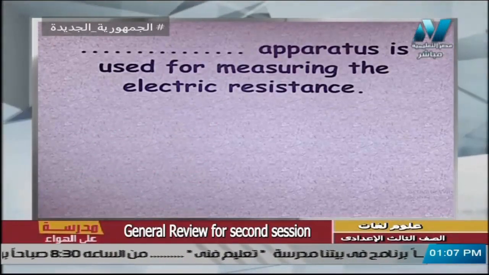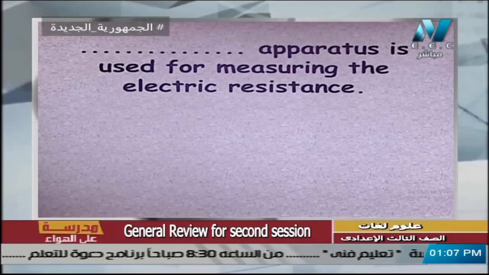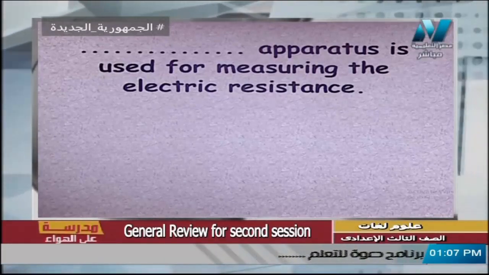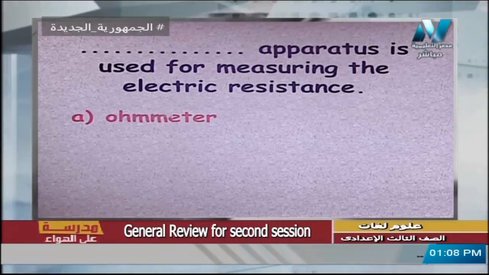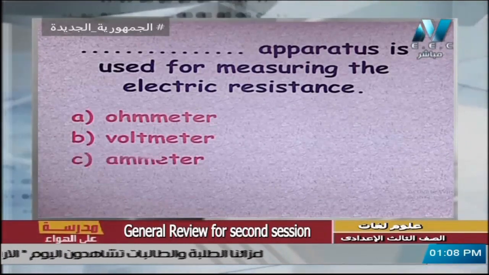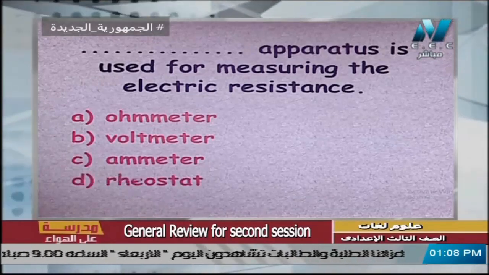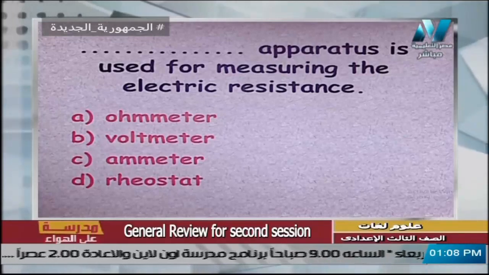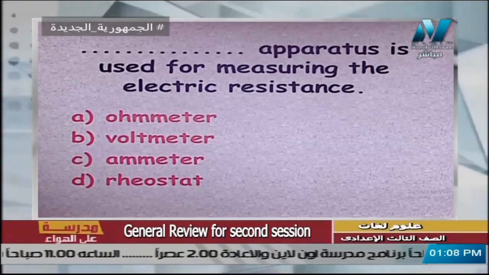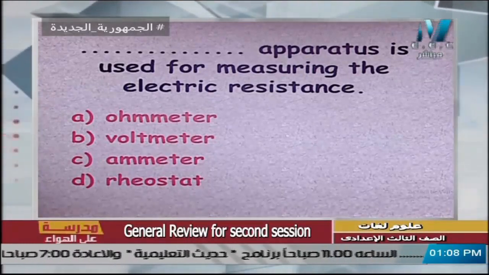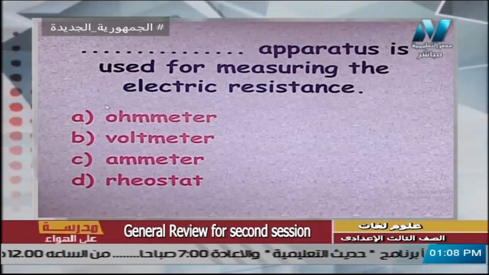Which apparatus is used for measuring the electric resistance? Ohmmeter, voltmeter, ammeter, rheostat. Sure, it will be the ohmmeter. Ohmmeter is used for measuring the electric resistance.